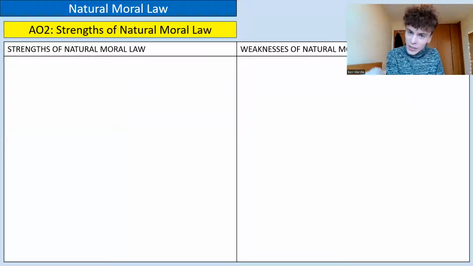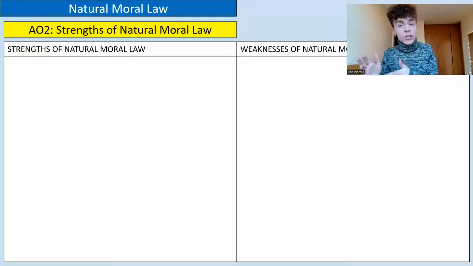So what we are now going to do is take a look at the strengths and the weaknesses of natural moral law. So this is all about, of course, your AO2. We're going to be looking at what works with this theory, why it might be seen as successful, and why people might think it remains relevant today. But then we'll also be looking at the problems with it. What are the weaknesses? What are the criticisms? What are the issues with its continued application in the 21st century?